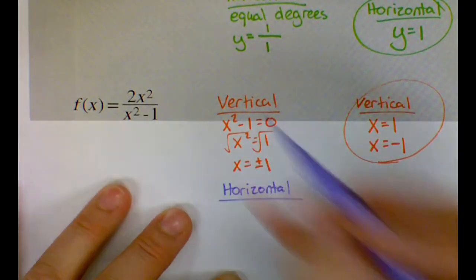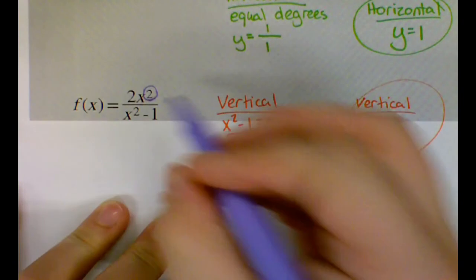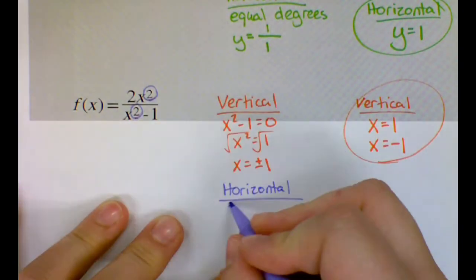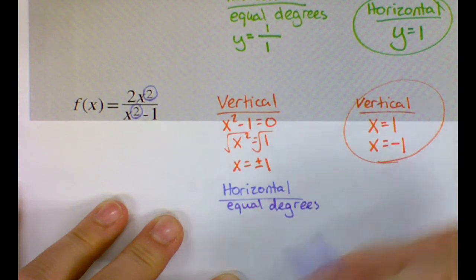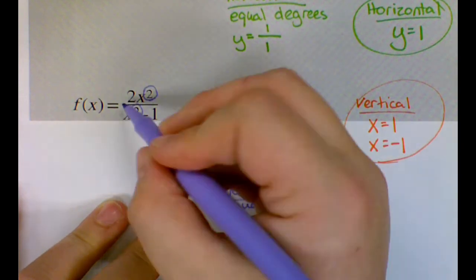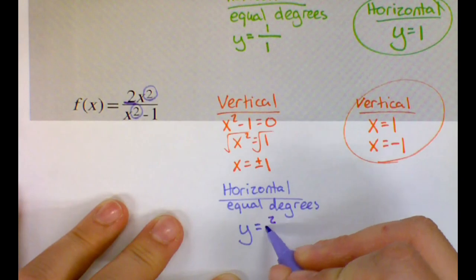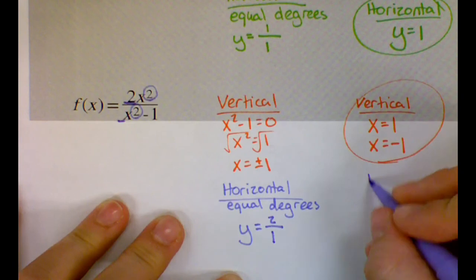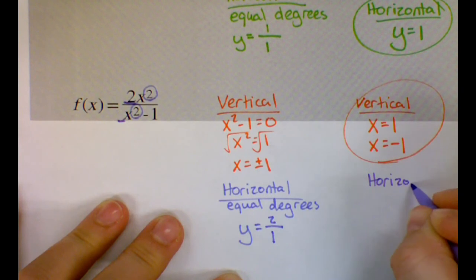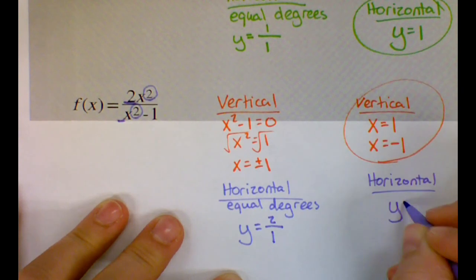And for our horizontal, we look at the degree of the numerator, which is 2. The degree of the denominator is 2, so we have equal degrees. So our asymptote is y equals leading coefficient of the numerator, 2, over leading coefficient of the denominator, 1. My horizontal asymptote is y equals 2.